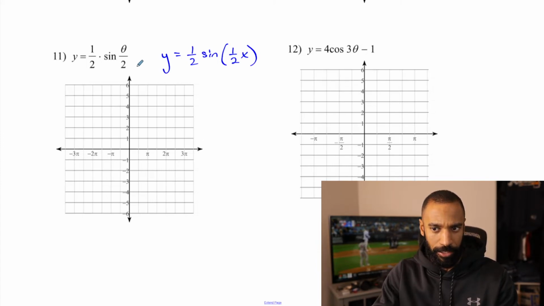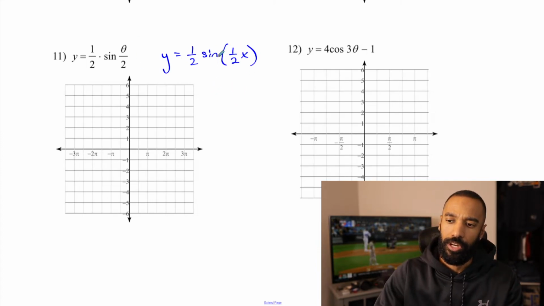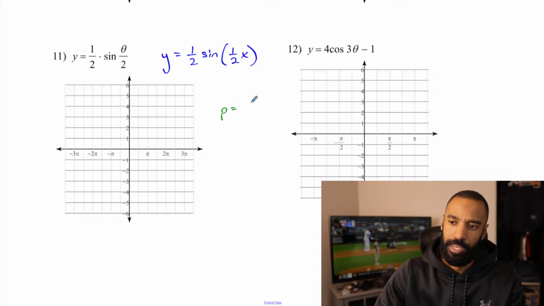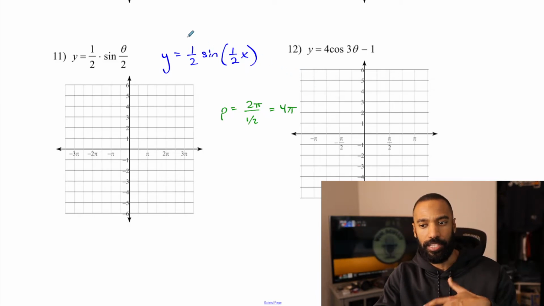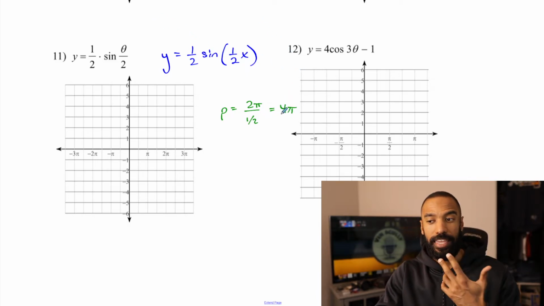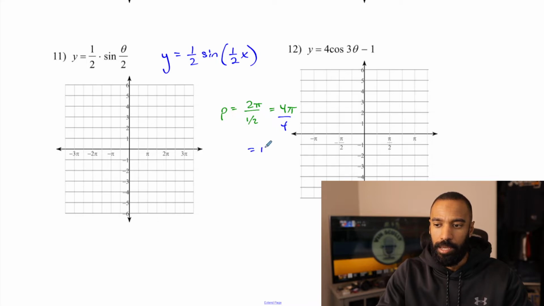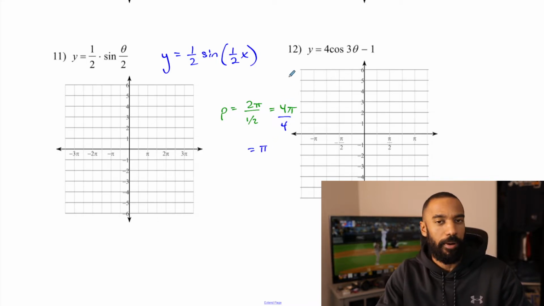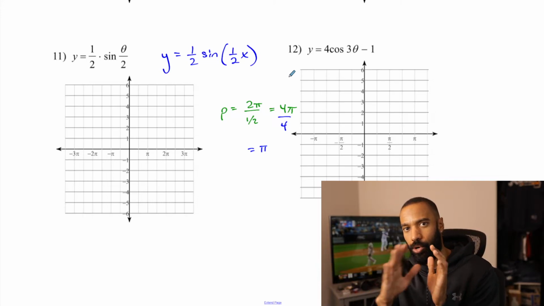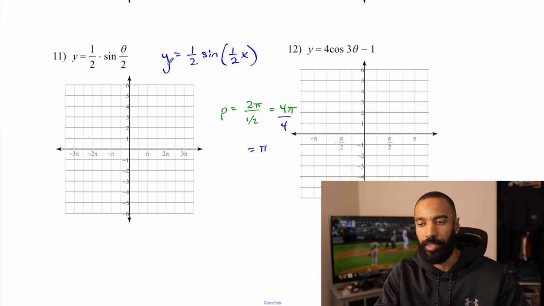This is your b value. B value is not 2. So, you know, your period here is 2 pi over 1/2, or 2 pi times 2. So that's 4 pi. So it's going to take 4 pi radians for it to complete a full cycle there. If you divide that by 4, that's going to be pi. The reason I keep saying divide by 4, see, the period is 4 pi, but every critical point is a quarter of each part, right?